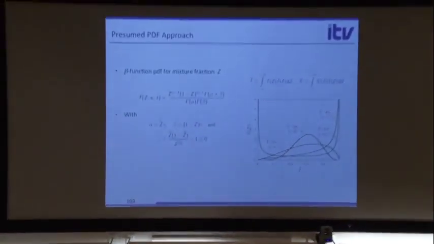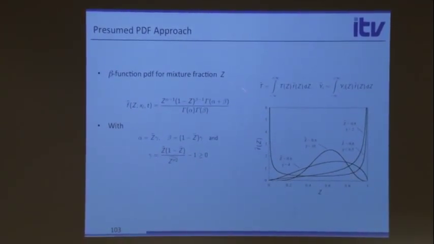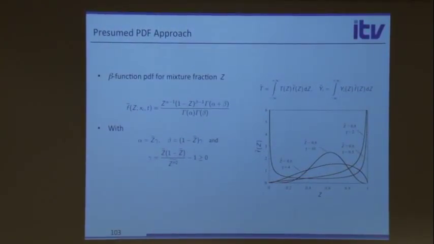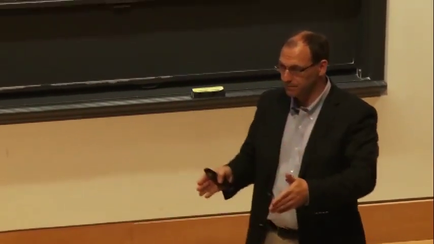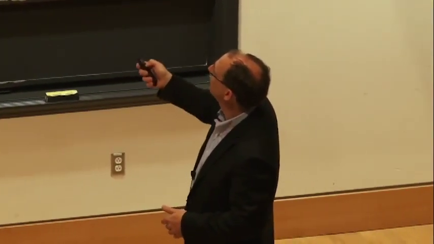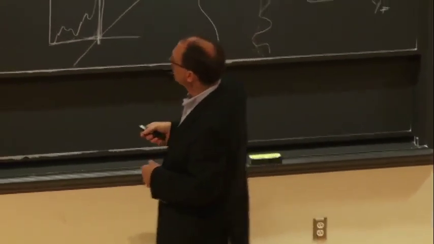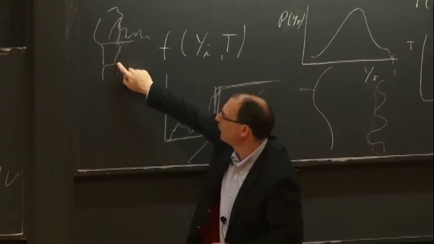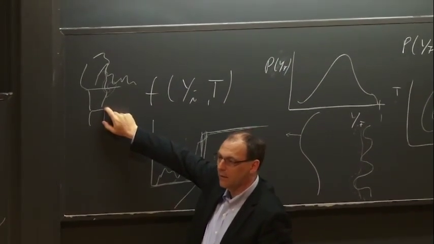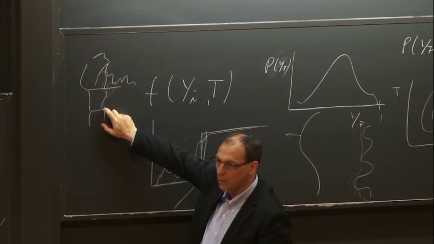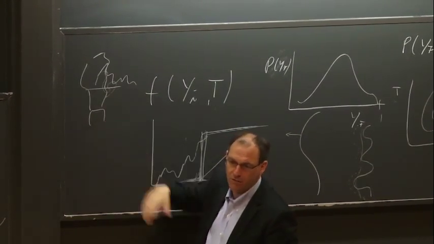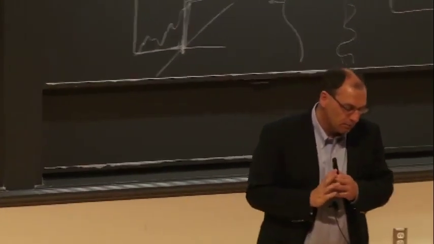The beta function is shown here for different values of the parameters. What it does is this: if the variance gets very large and takes its maximum value, then you get a double delta function, a delta function at 0 and a delta function at 1. That makes perfect sense, because if I do a measurement very close to the nozzle, I'm very likely to get either z equal to 1 in the fuel or z equal to 0 in the air, but nothing in between. If it's perfectly unmixed, that gives me a double delta function.